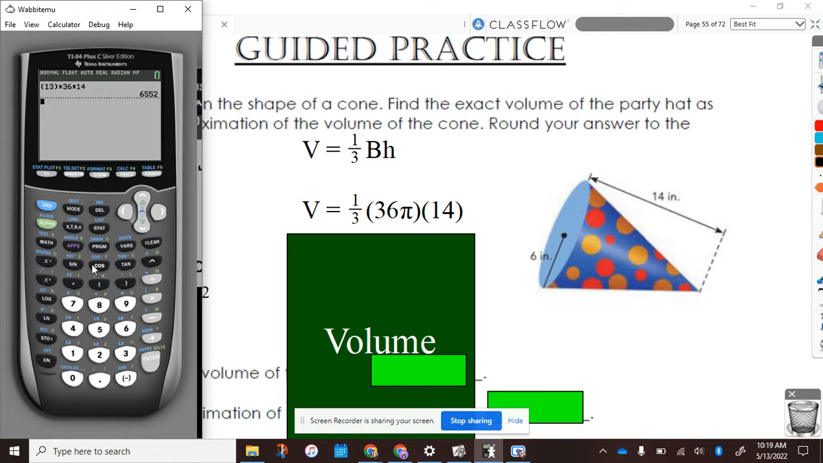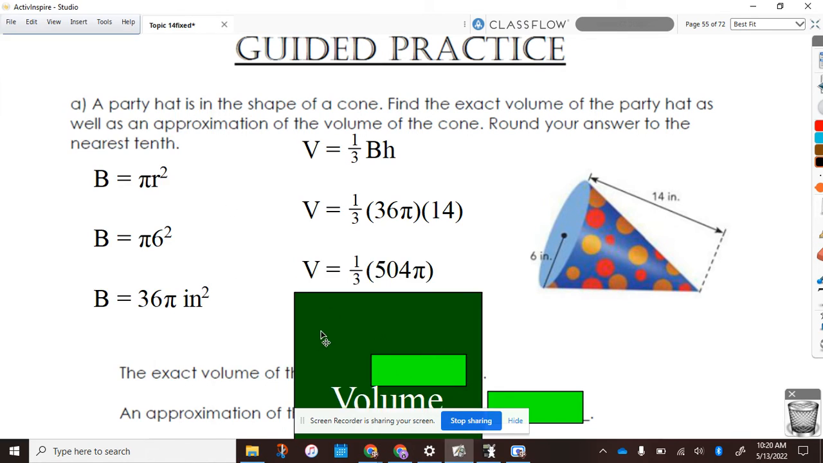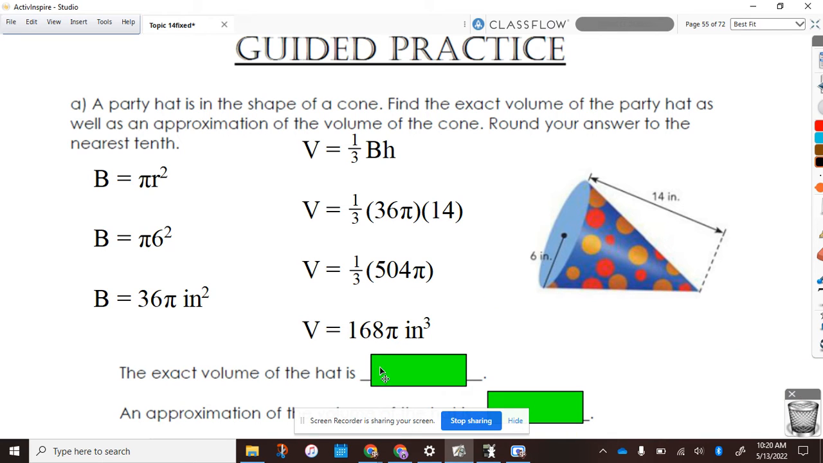That'll give us, oops, I did 13 instead of 1/3. Let's try that again. 1/3, there we go, times 36 times 14. That's a little more like it. Okay, we do all of that simplifying, and it's 168 pi. That would be our exact volume, 168 pi cubic inches.